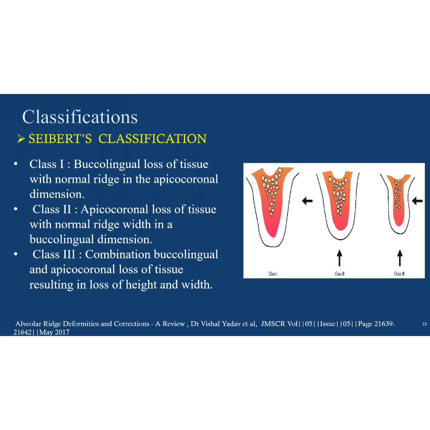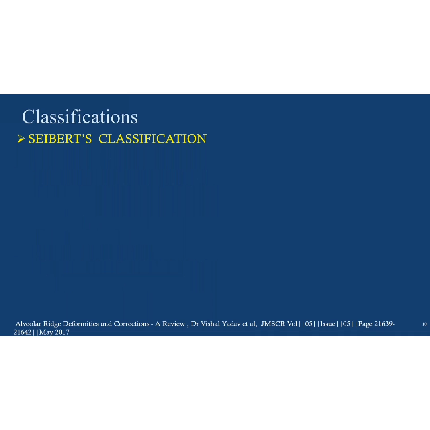Seibert's classification: Class 1, buccolingual loss of tissue with normal ridge in apicocoronal dimension. Class 2, apicocoronal loss of tissue with normal ridge in buccolingual dimension. Class 3 was the combined defect with loss of height and width.